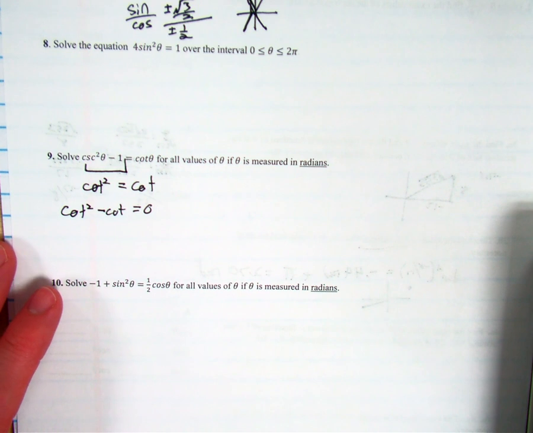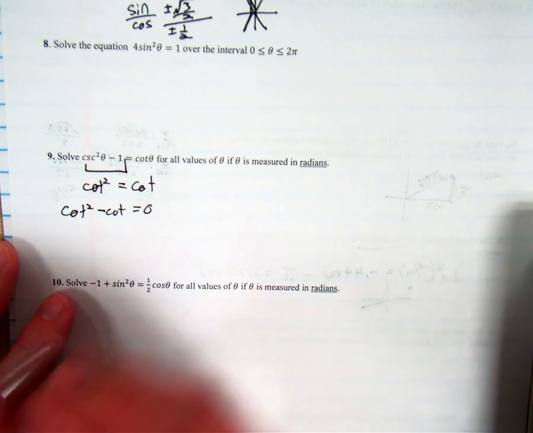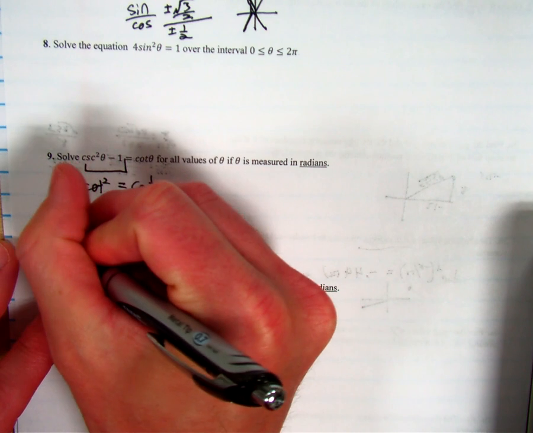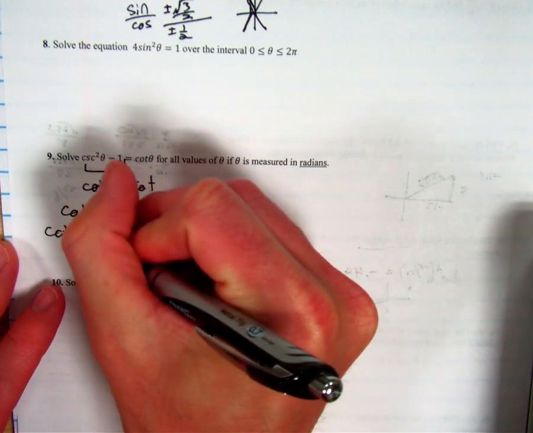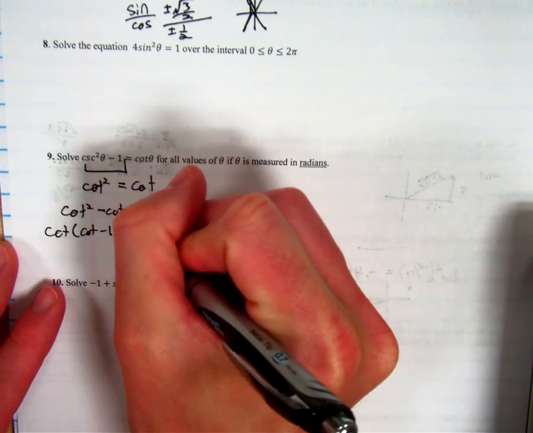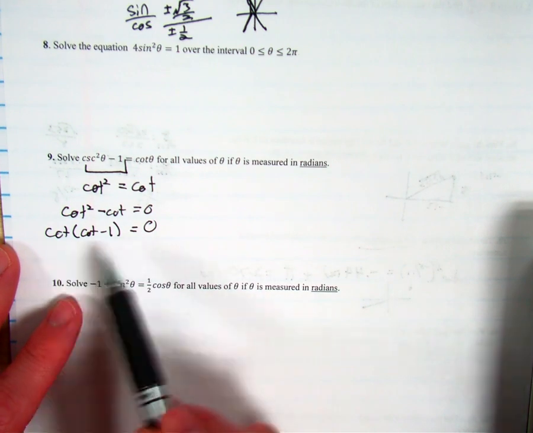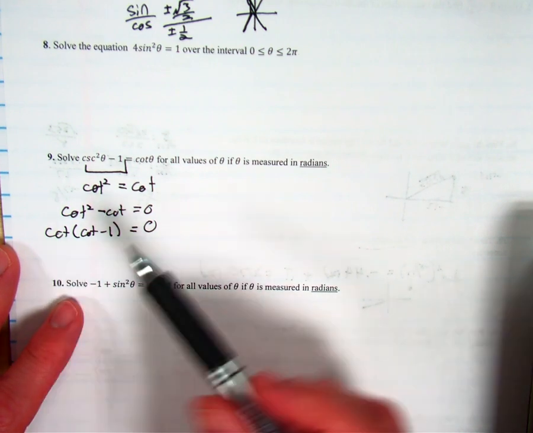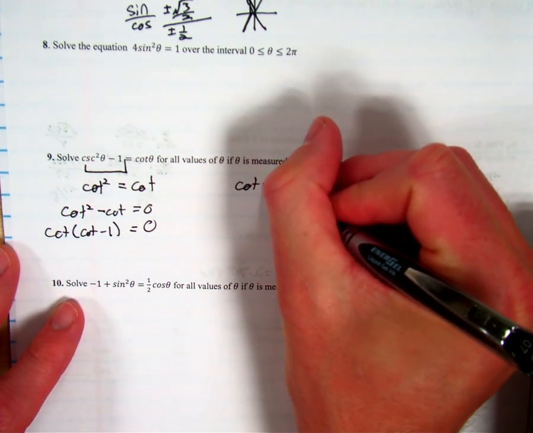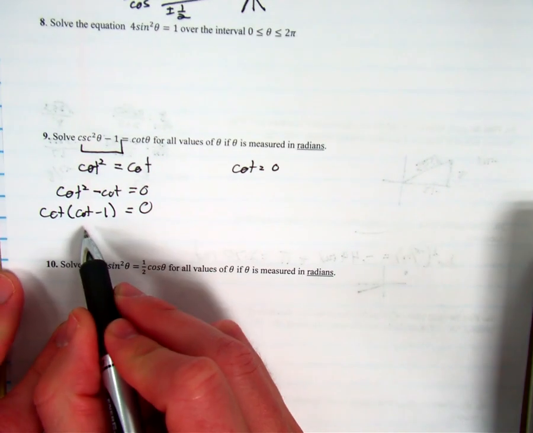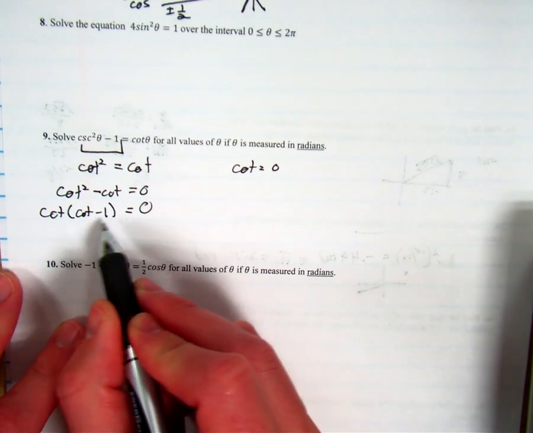Okay, we don't have a trinomial to factor here. So it's just what's in common. They both have cotangent. Take a cotangent out in front. Now it's cotangent minus 1. So now we're looking for what makes each spot equal 0. What makes cotangent equal 0? And what makes cotangent equal 1? Because 1 minus 1 would be 0.